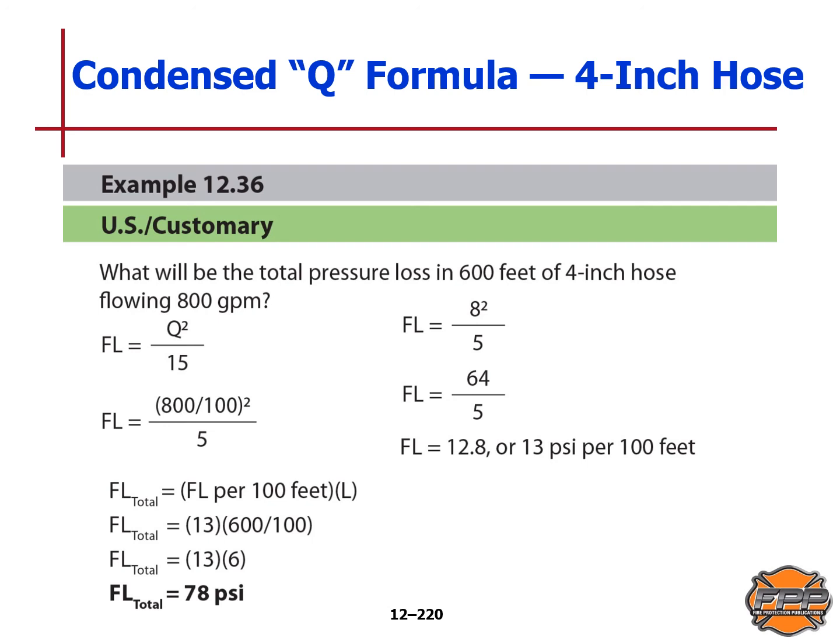If you look at the right side, you have friction loss equals 8 squared divided by 5. So friction loss is 64 divided by 5, and friction loss is 12.8 or 13 psi per 100 feet.